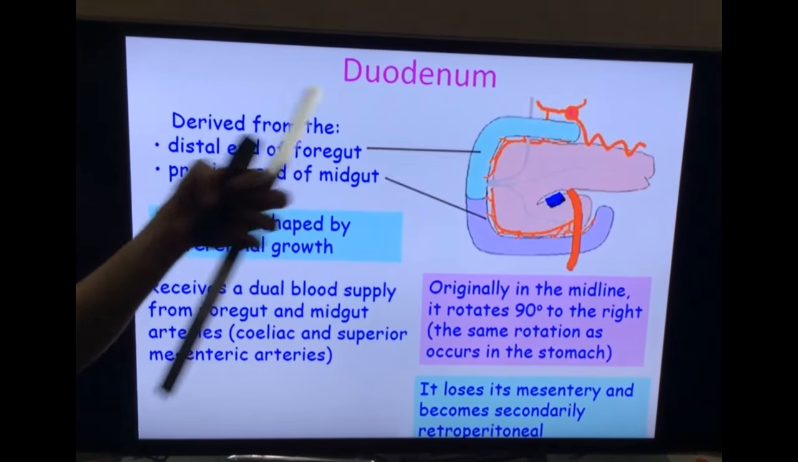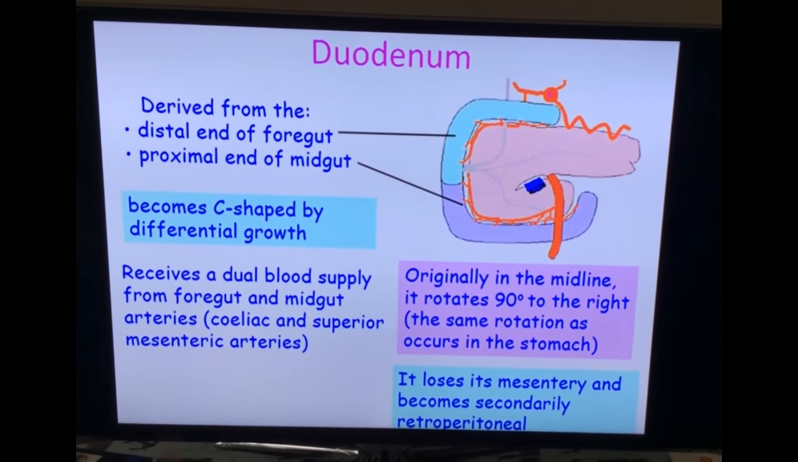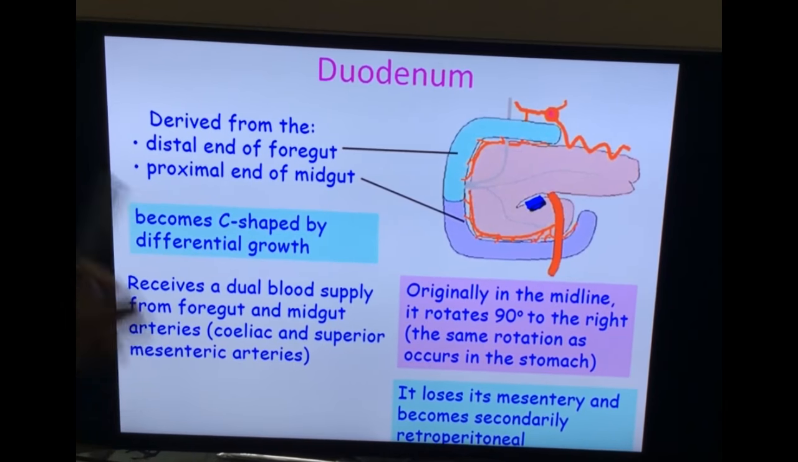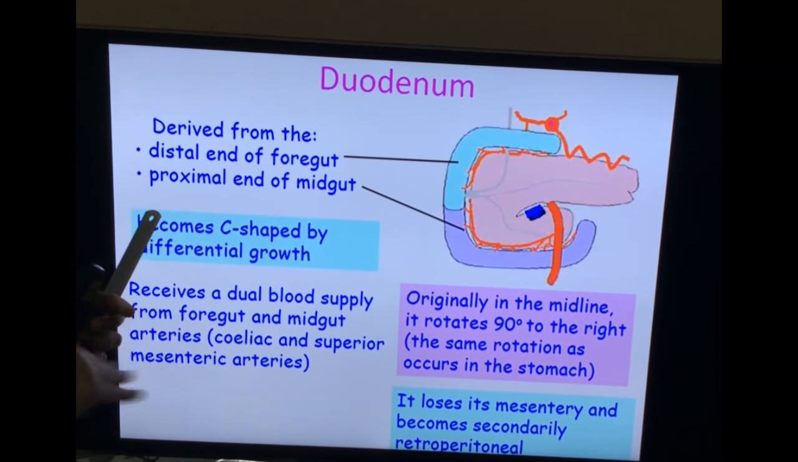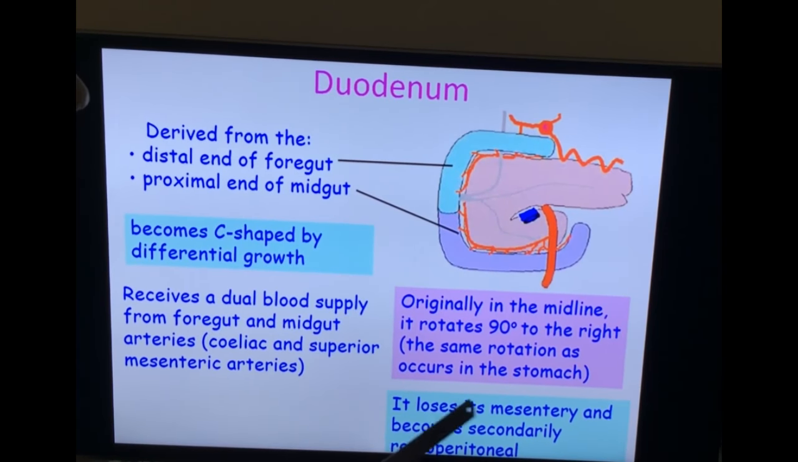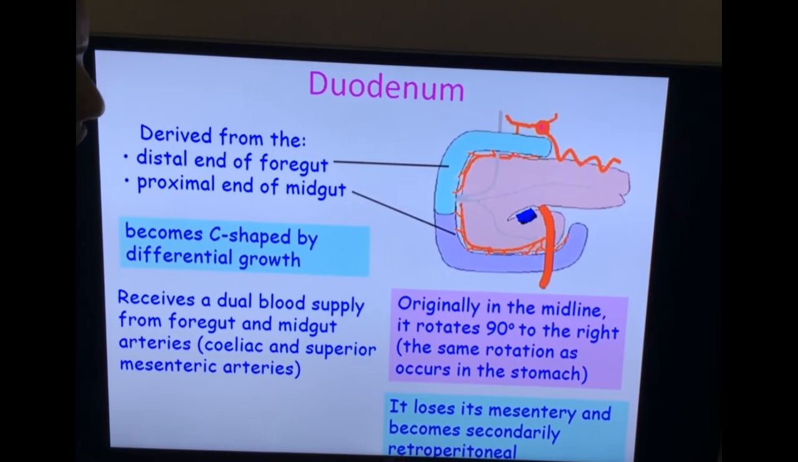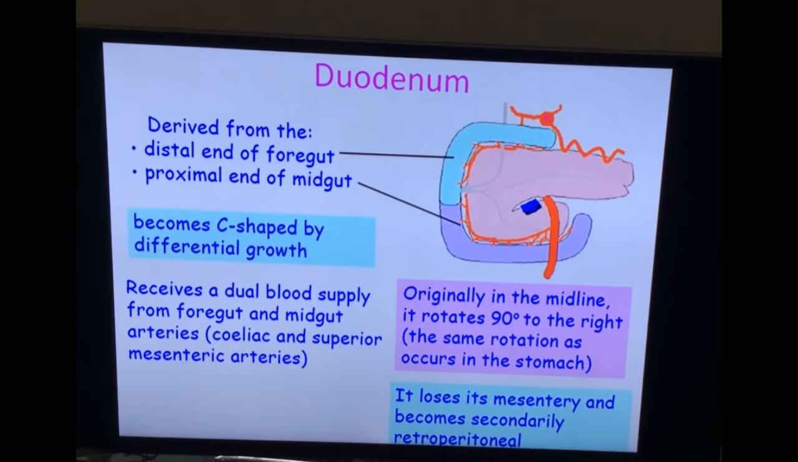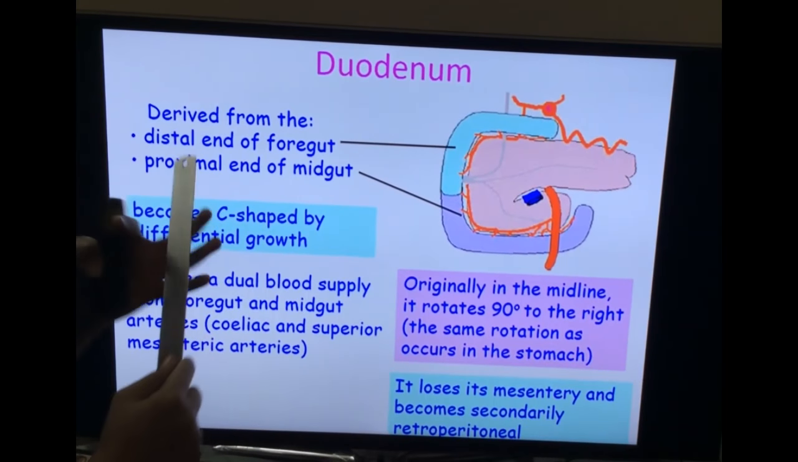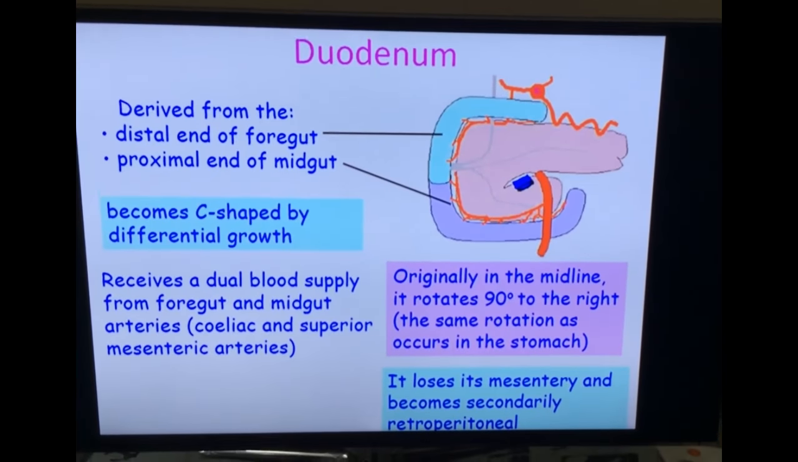But the duodenum and pancreas, due to further changes in the development, are initially intraperitoneal, but later become retroperitoneal. Since they lose their mesentery, they become secondary retroperitoneal organs. That means they have the peritoneal layer covering only on the anterior aspect.